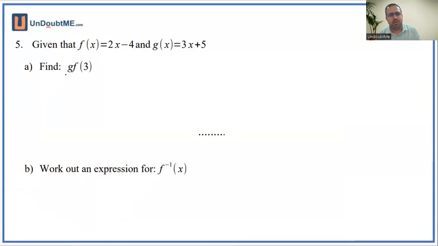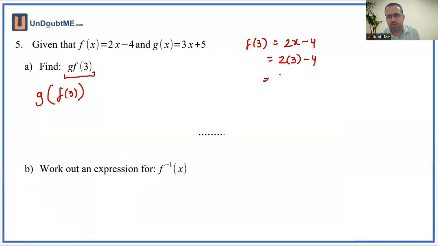Okay, so this g f 3 is g of f of 3. So what do we do in such cases? First, I will find f of 3. F of 3, I will just put x as 3 in that, as we have done earlier also. So 6 minus 4, that will be 2.